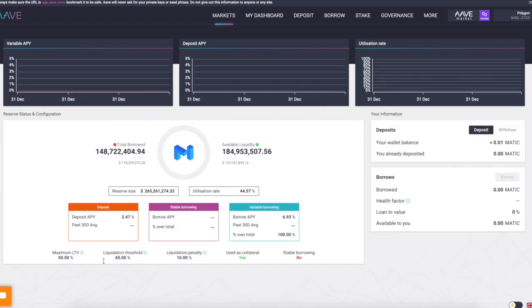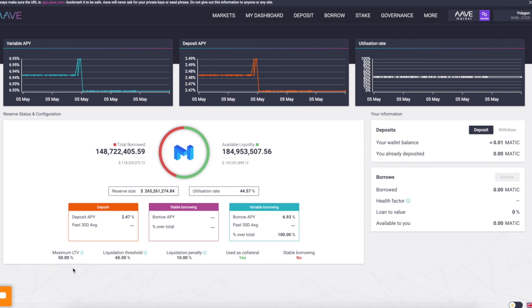Oh, and there's a section that we can see. So look, maximum loan to value is 50%. So that means if you deposit 1,000 MATIC tokens, you're going to be able to get a loan on about 500 worth. Liquidation threshold is 65%. So keep that in mind, guys. Once you hit 65%, you are going to be liquidated. Yes, it can be used as collateral, and it has a 10% liquidation penalty.